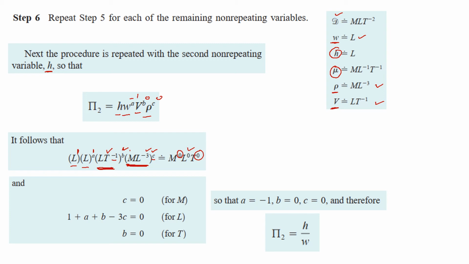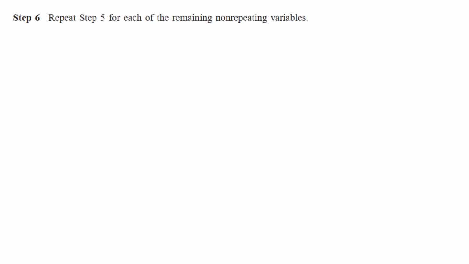So now we have to do this for our next pi term, because in this case we have 3 pi terms. So in that case we will take our next non-repeating variables. In this case, the only non-repeating variable that is left is our viscosity, and we will multiply them with the repeating variables and form our pi3 term, and then arrange it like this. So let's repeat this step for our pi3.